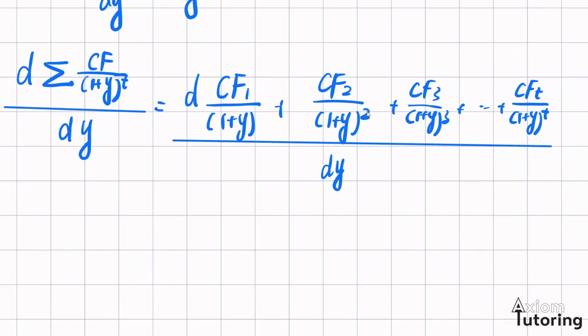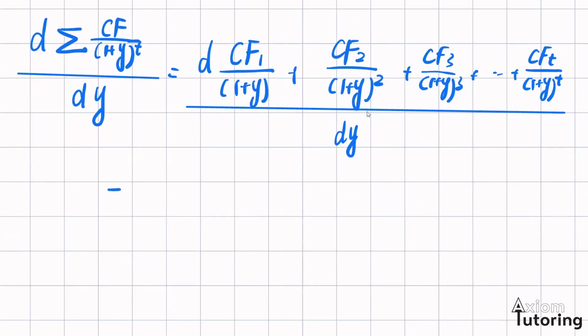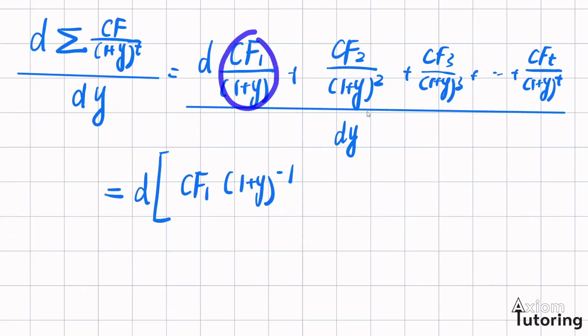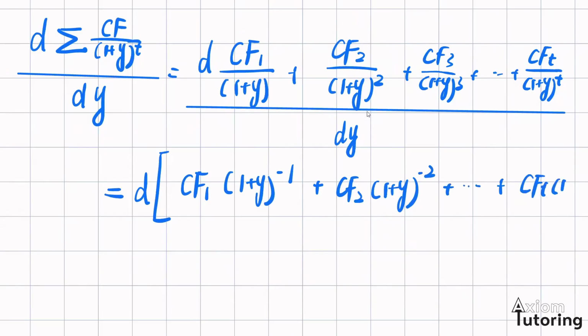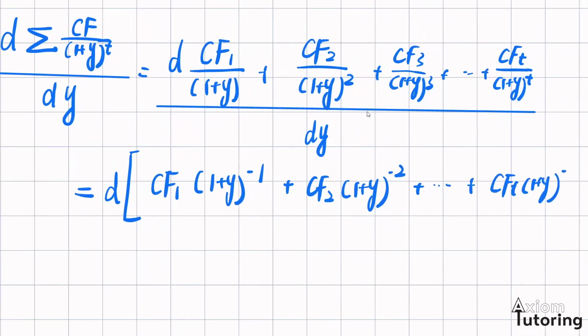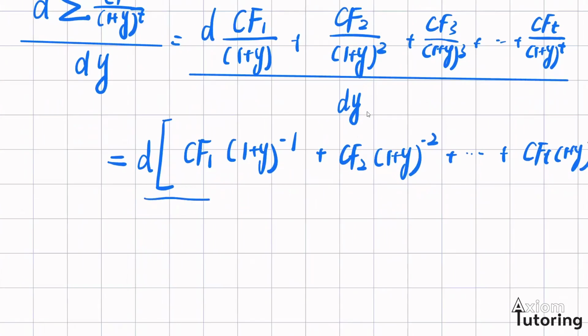This could be a little bit confusing at first, but let's write it in the form of a multiplication, with negative exponents. So it's this whole thing: CF1 times 1 plus y to the power of negative 1, which is the same as the fraction, and then CF2 multiplied by 1 plus y to the power of negative 2, all the way to CFT times 1 plus y to the power of negative t. And all of this, dy, with respect to y.